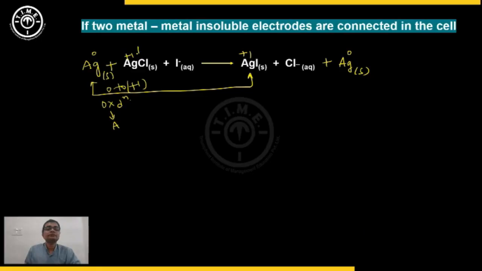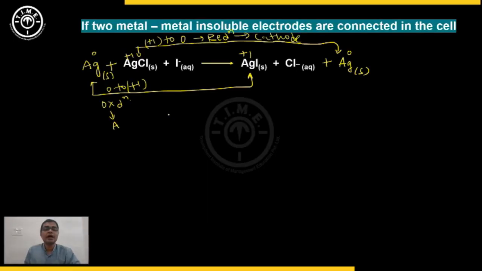Next, Ag+ ion is reduced to silver. So the +1 oxidation state changes to 0. Decreasing of oxidation state is called reduction. The reduction reaction takes place at the cathode.